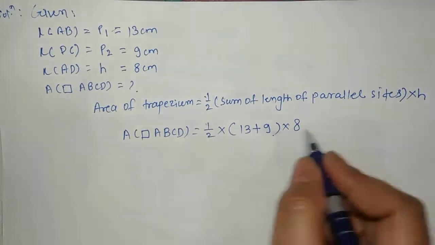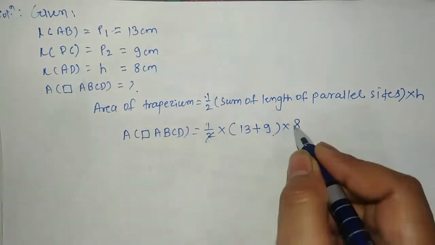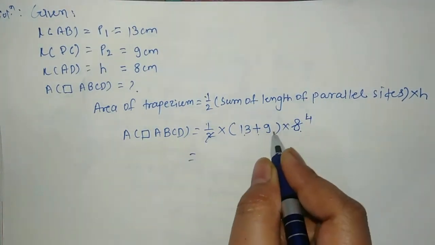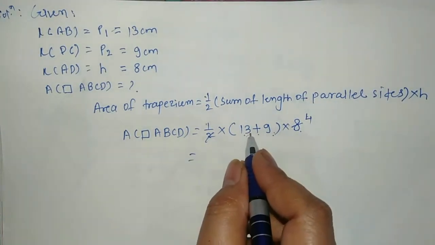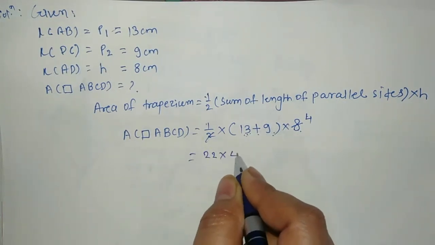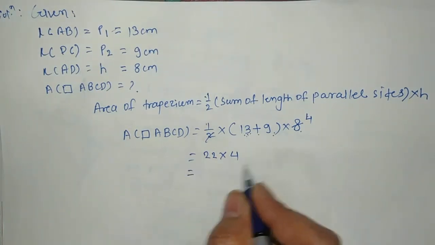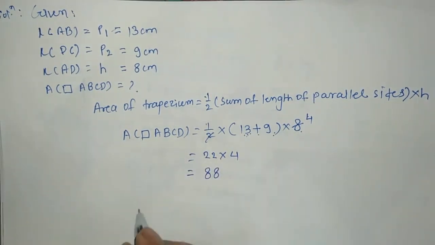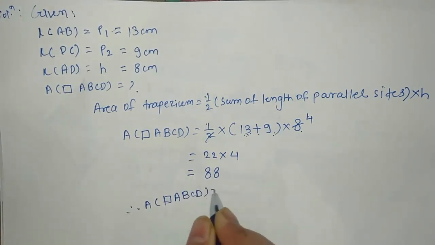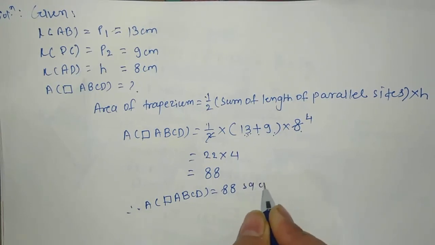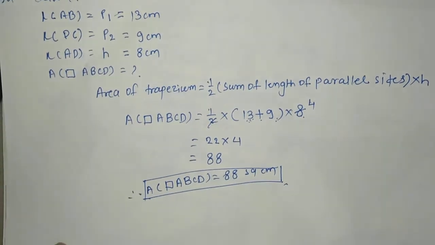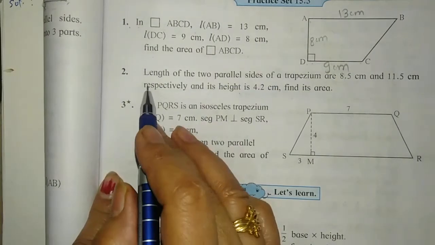So here half multiply by H. So 2 divided by 8, 2 fours are 8. And 13 plus 9 is 22 multiplied by 4. So 22 fours are 88. So therefore area of trapezium ABCD is equal to 88 square centimeter. Very simple. Now see the second question.